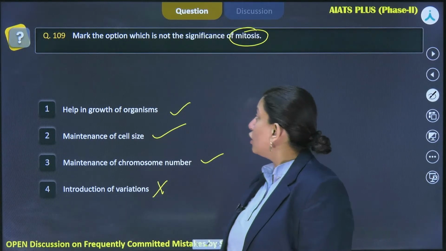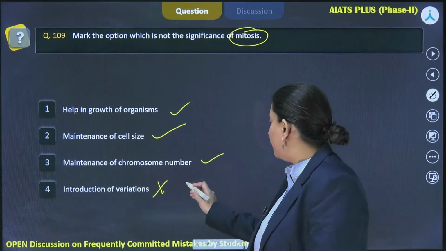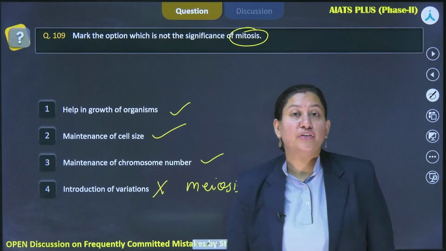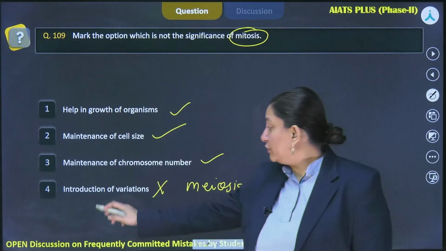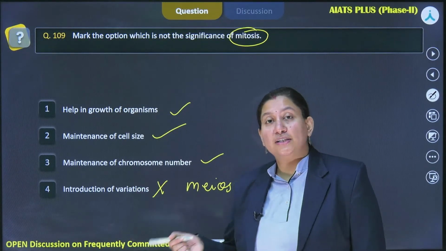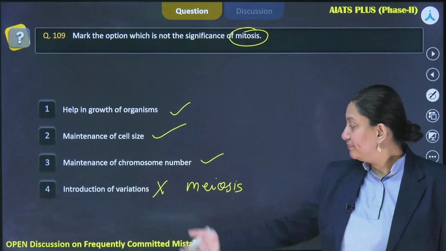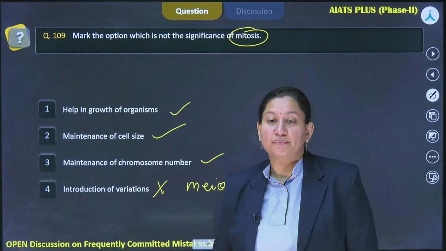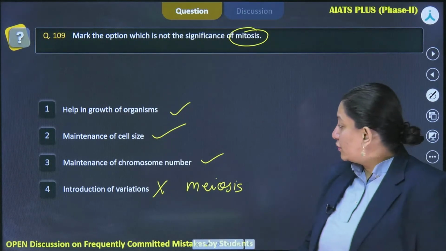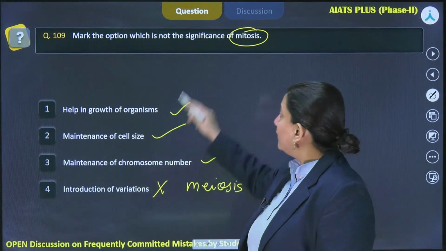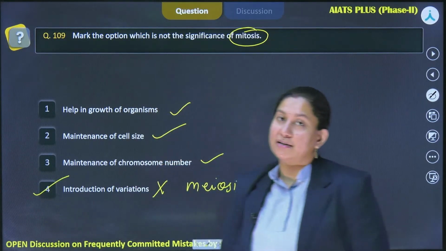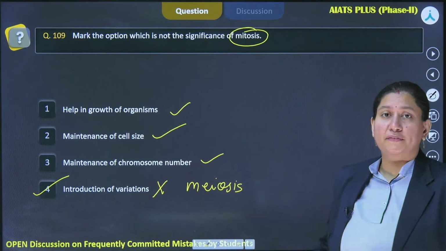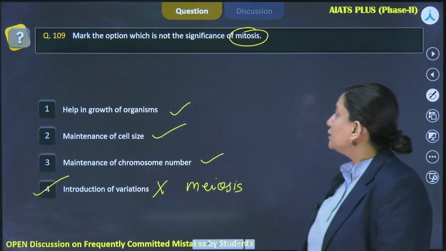Introduction of variations is not the significance of mitosis but of meiosis, because over there in meiosis we'll be having recombination, or we could say crossing over, which will be bringing out the variations. In mitosis, that particular event is not present. That's why introduction of variations will not be a feature of mitosis. Correctly said by Sagnik. Very good. Amit Ankul also gave the correct answer, as this is the only one that's not the significance. That's why it is the correct answer for the question, right? Correctly said. So this is how you will be solving this particular question. Now let's move ahead to another one.